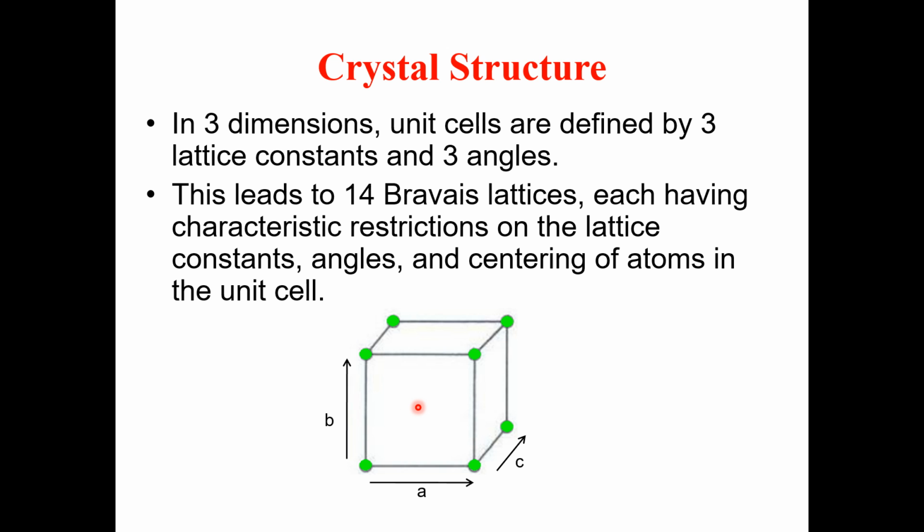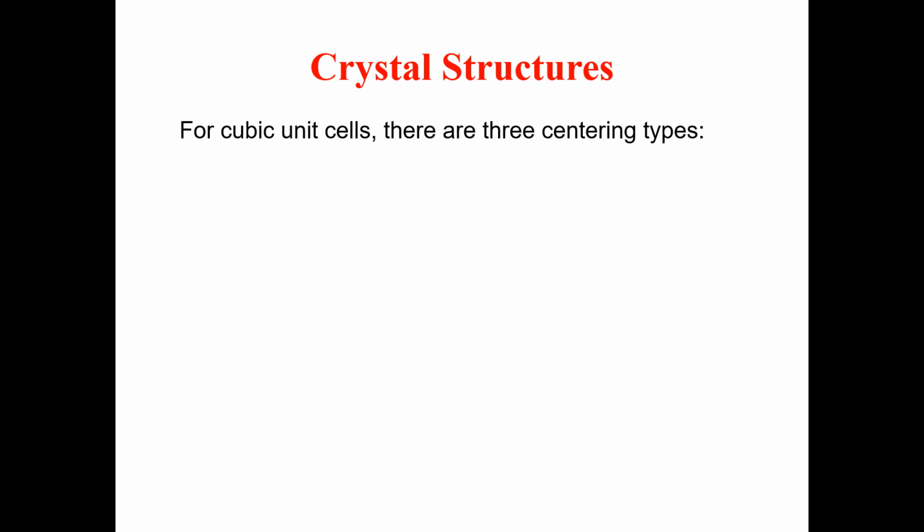If we have a lattice point at the center, we call it a particular Bravais lattice type. Similarly, if we have it at the face or at the top, we pronounce that with that particular Bravais lattice. So consider the crystal structure, for example, of a cubic unit cell.